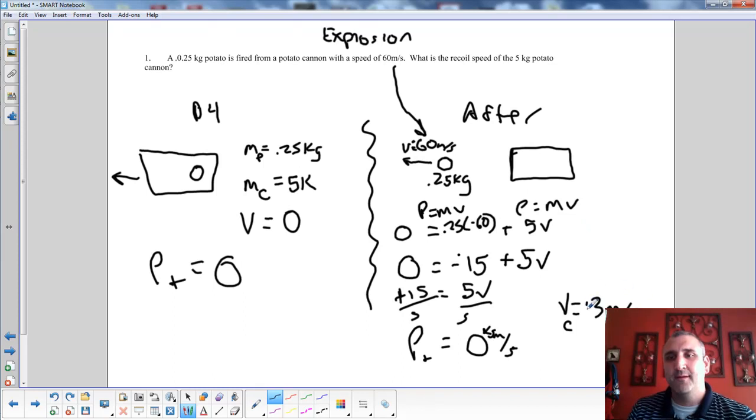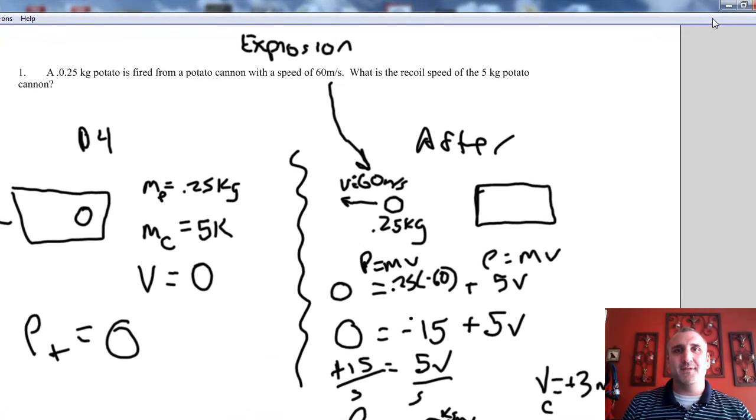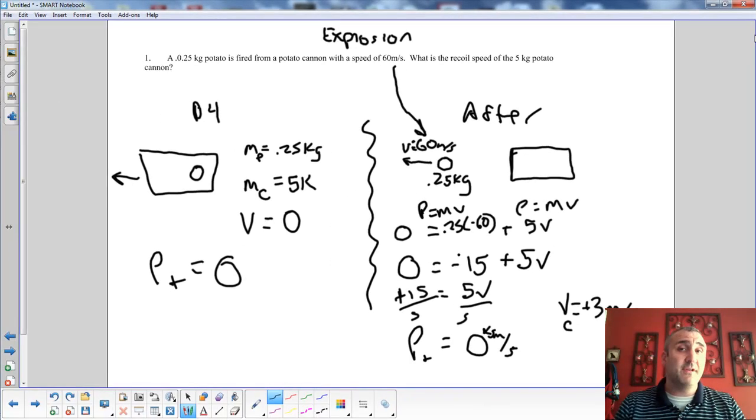So, cool. What if I flipped it? Well, then the potato would be going in the positive direction and the cannon would be going in the negative direction. And you would just have the different sign, but the same magnitude. You'll always get 3 meters per second. It's just a matter of if it's positive or negative. Okay? So the convention is kind of yours. It's however you want to handle each problem. Unless I specifically say this velocity is negative something or this velocity is positive something, you can kind of choose your own adventure with these.